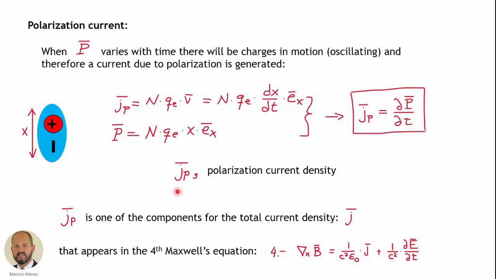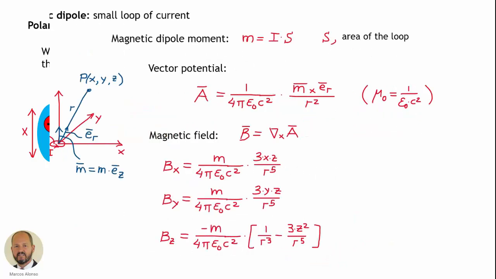So Jp is the polarization current density and is one of the components of the total current density J that appears in the fourth Maxwell's equation. So now let's talk about magnetic materials.